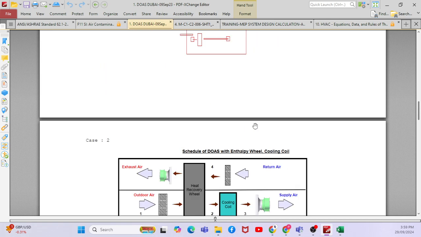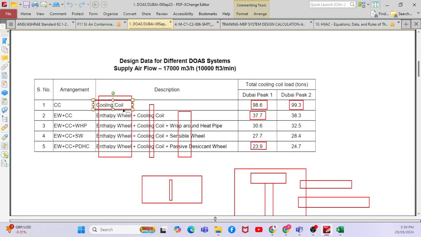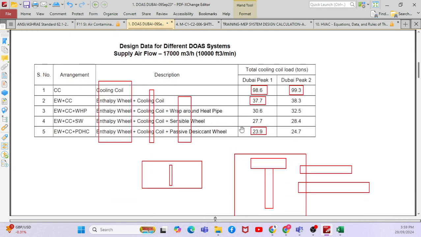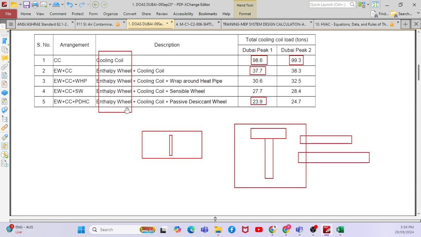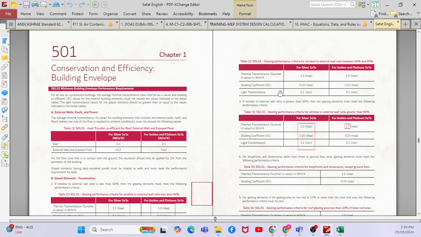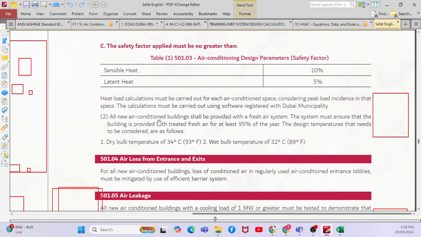There are different types of FHUs in the MEP industry. Okay, I will come to that portion. Before that, let me open the SAFOT regulations. If you see the SAFOT regulations, what they are saying in chapter 5, if you go to this area, you can read.